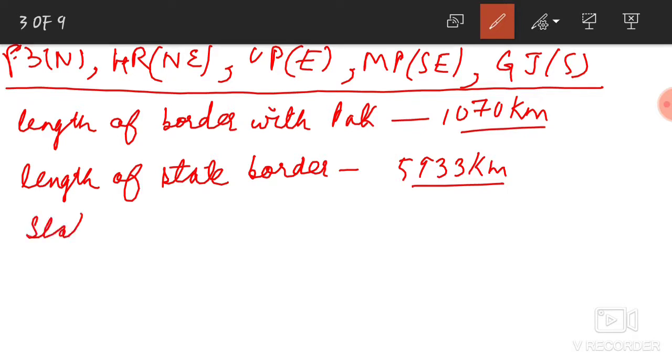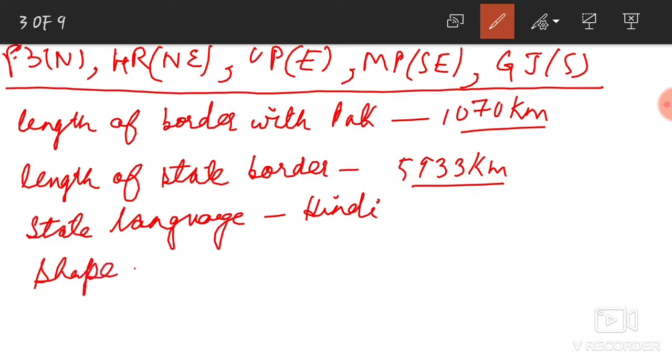The state language is Hindi. And the shape of the map of Rajasthan is kite shape. So these are the facts that have been asked in the examination. So I am just telling you.